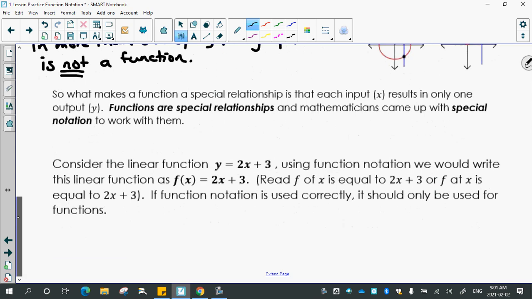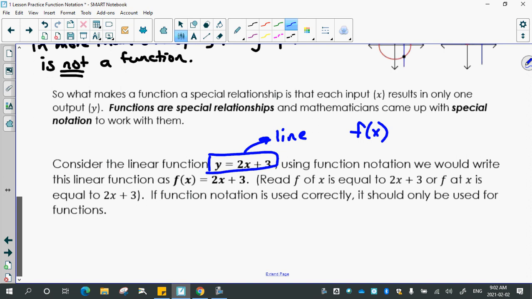Okay, so consider the linear function y equals 2x plus 3. Most of us hopefully remember from grade 9 that this would be a line. It has that mx plus b look to it. y and x both have an exponent of 1. So rewriting this line using function notation, we replace y with f at x. That's function notation there.